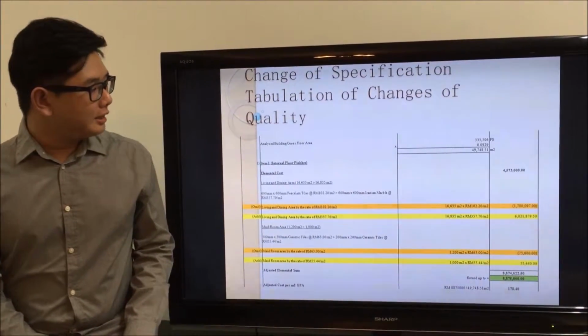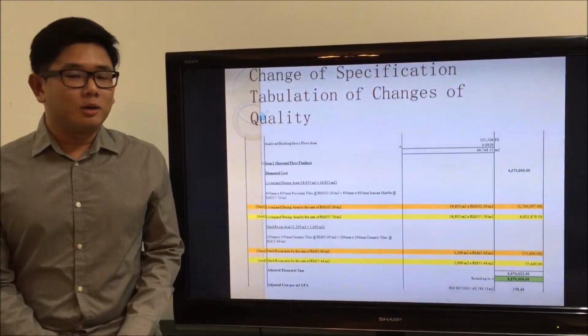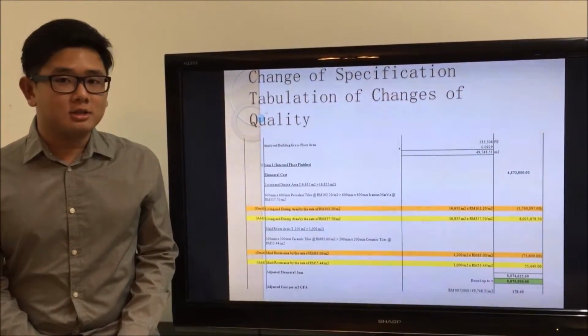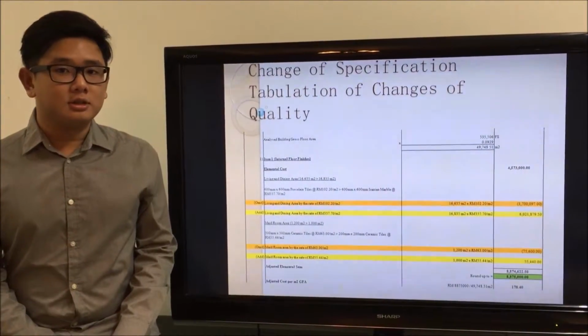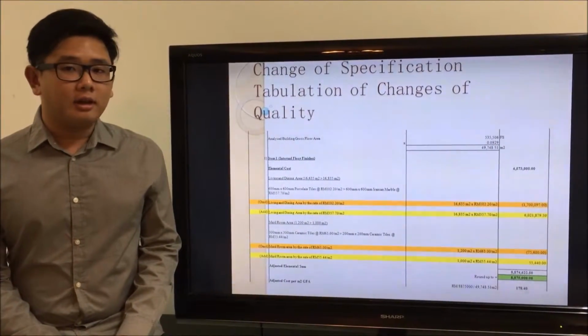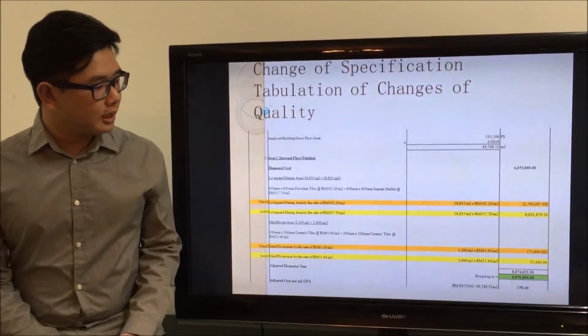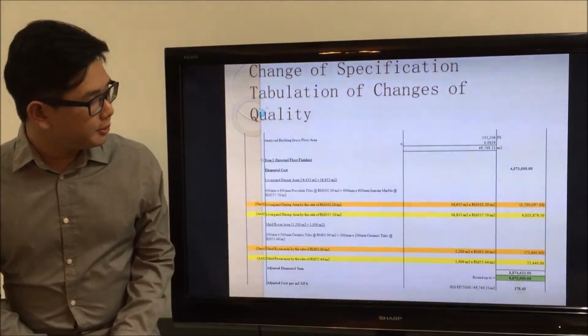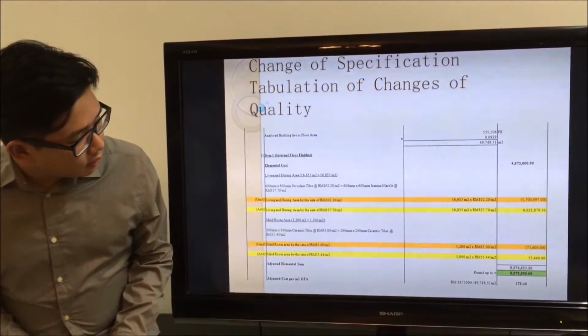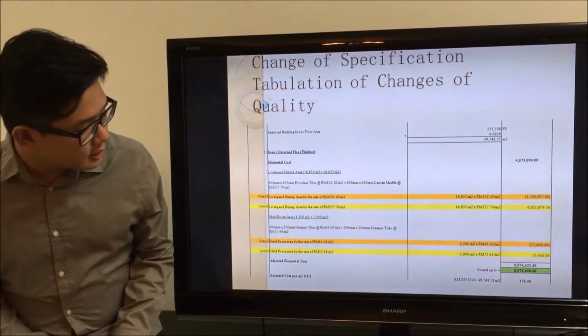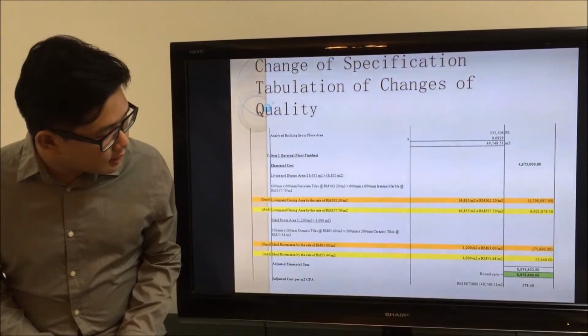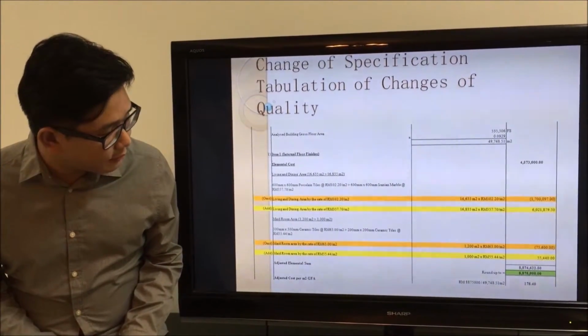So in order to get the final elemental cost, we take the original elemental cost, omit the original finishes and add in the new finishes to get the final elemental cost. And we round up to the nearest thousand, which is 8,875,000.